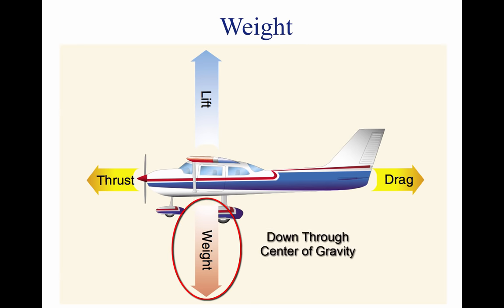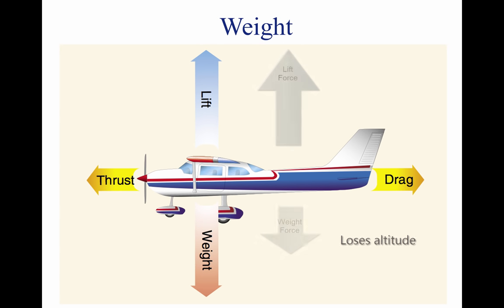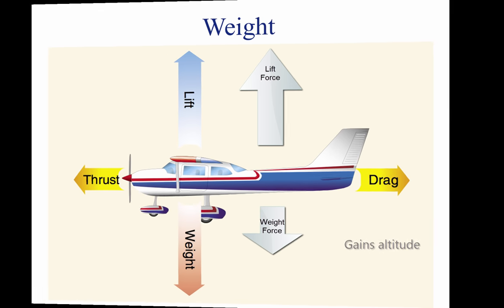In stabilized level flight, where the lift force is equal to the weight force, the aircraft is in a state of equilibrium and neither gains nor loses altitude. If lift becomes less than weight, the aircraft loses altitude. When lift is greater than weight, the aircraft gains altitude.